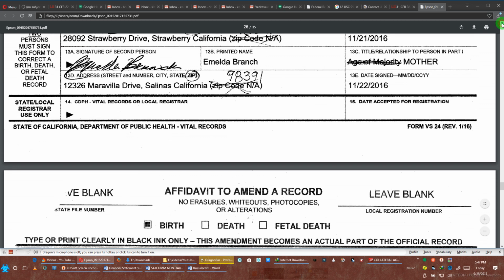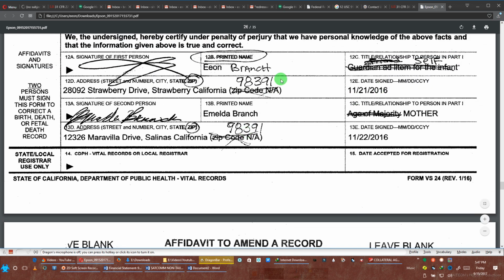Do you see how they scratched this out in the affidavit? And look at that, they told me who I am: guardian ad litem for the infant. And look, age of majority, mother. They scratched that out. Interesting, ain't it?